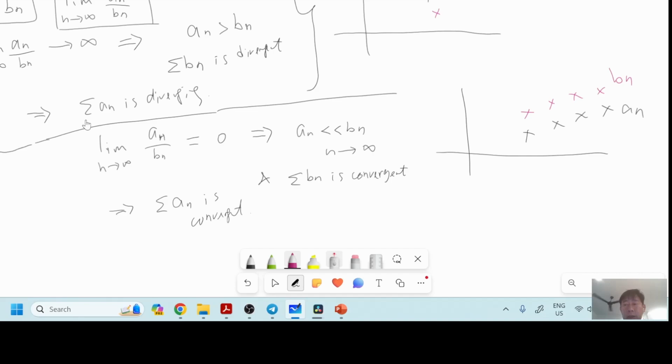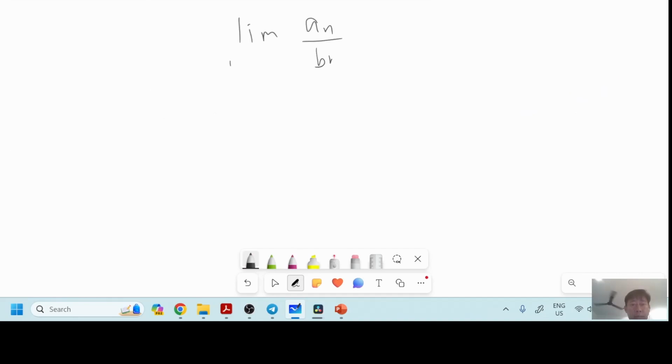The third scenario is an intermediate scenario where the limit of the ratio an over bn tends towards some number c, which is neither 0 nor infinity, but a finite positive number. For such a situation, the series an and bn will both converge or both diverge. In other words, if bn is a converging series, so will be the an series. On the other hand, if bn is a diverging series, then it infers that the an series is also diverging.